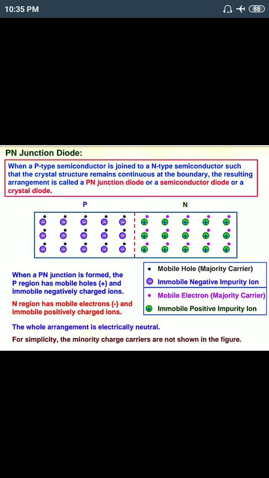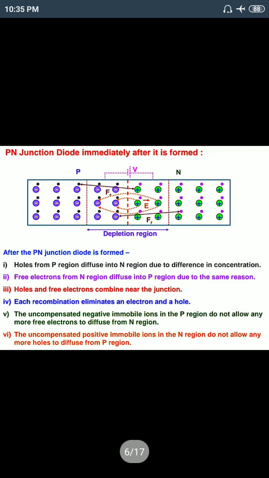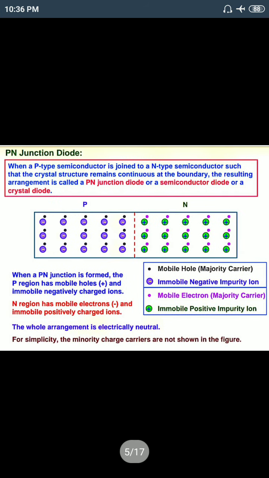Okay, then what happens? In this figure you see that whenever they diffuse, the holes diffuse from p to n side. Near the junction, if we consider the first row in the p side, the three black dots over there mean three holes are diffused and recombined with the electrons in the n side. So which charges are left? The immobile negative impurity ions are left near the junction, that purple color.